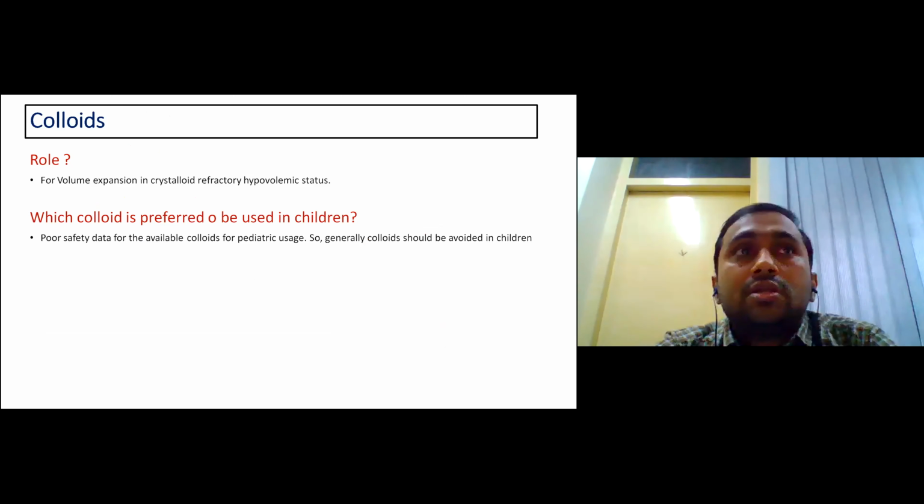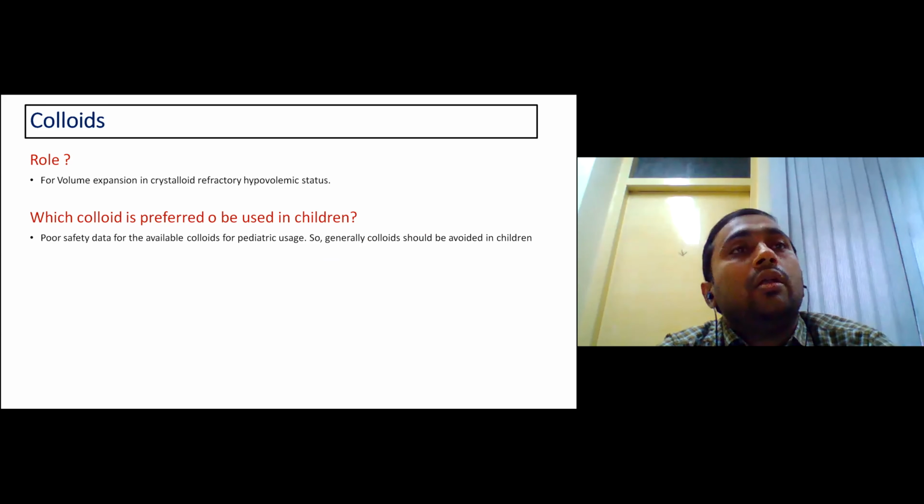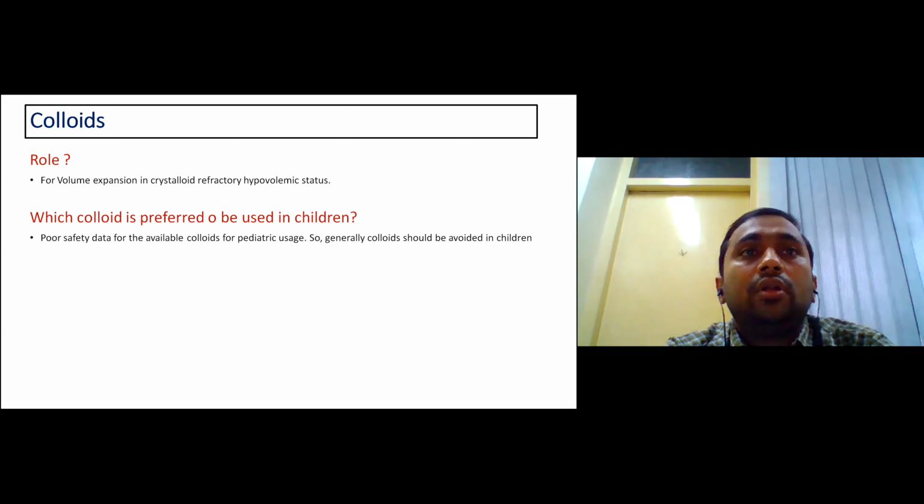Now coming to colloids, its role is as a volume expander when there is a crystalloid refractory hypovolemic status. There are so many colloids like dextran 40, dextran 70, hetastarch, etc. But there is no good safety data for their use in pediatric age group.